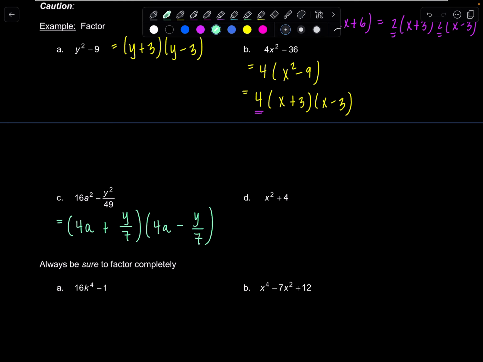What about x squared plus 4? That's not a difference of squares. That's a sum of squares. And a sum of squares is always prime. Sum of squares.